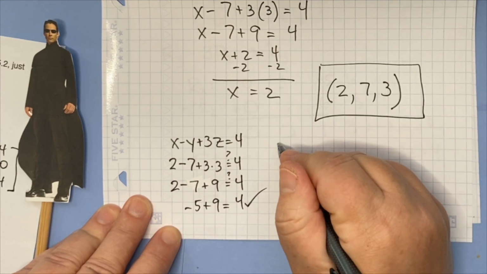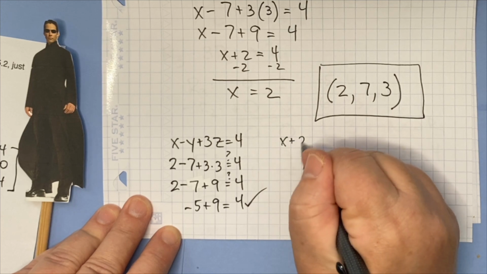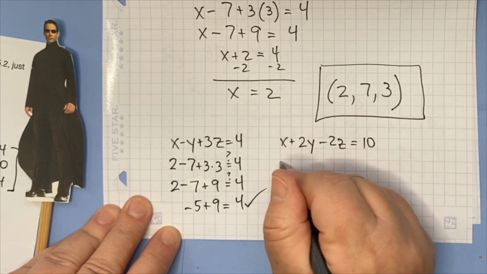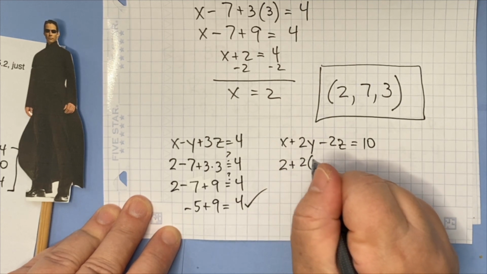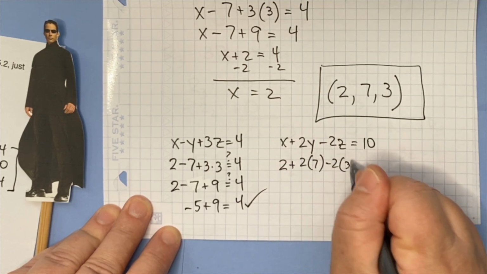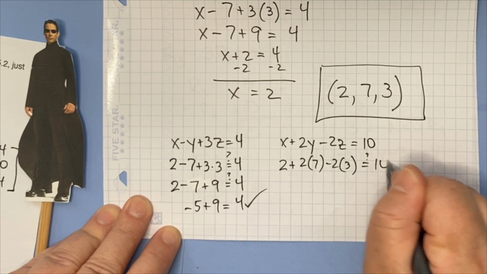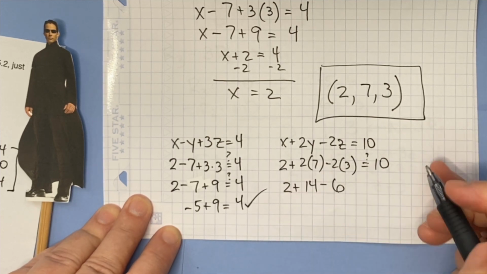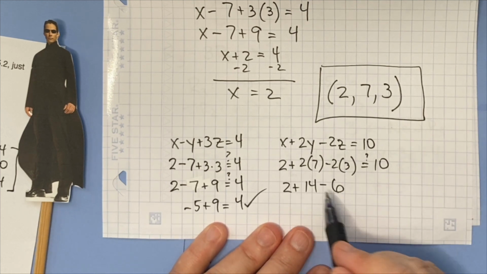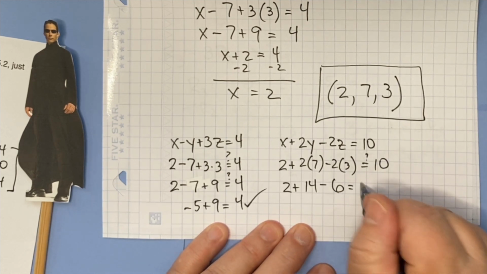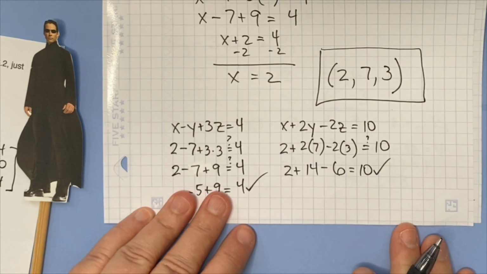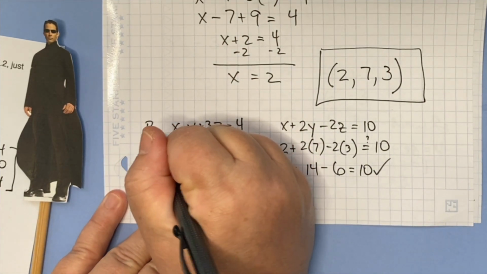Yep. Our second equation was x plus 2y minus 2z equals 10. That would be 2 plus 2 times 7 minus 2 times 3. Is that equal to 10? 2 plus 14 minus 6. So that's 16 minus 6. That equals 10. Yay.